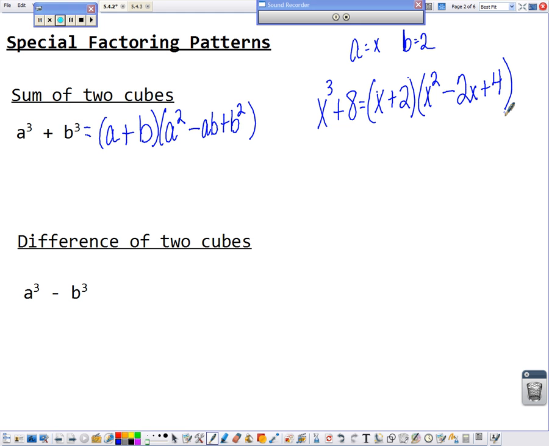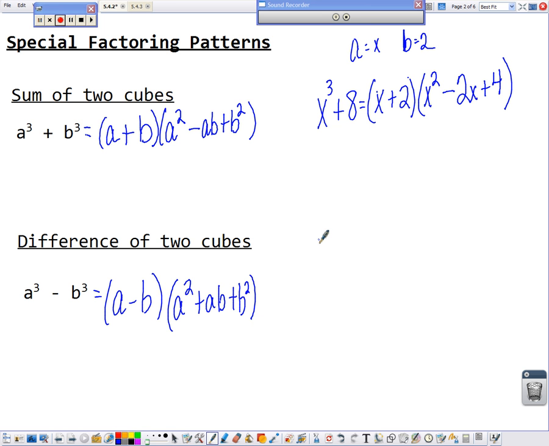The only difference in the difference of cubes is you're going to do the same thing, take the cube root of each of them, but the first one is going to be a minus b. So basically this sign and this sign are going to flip-flop, because then it becomes a squared plus ab plus b squared. All right, so let's go ahead and take a look.